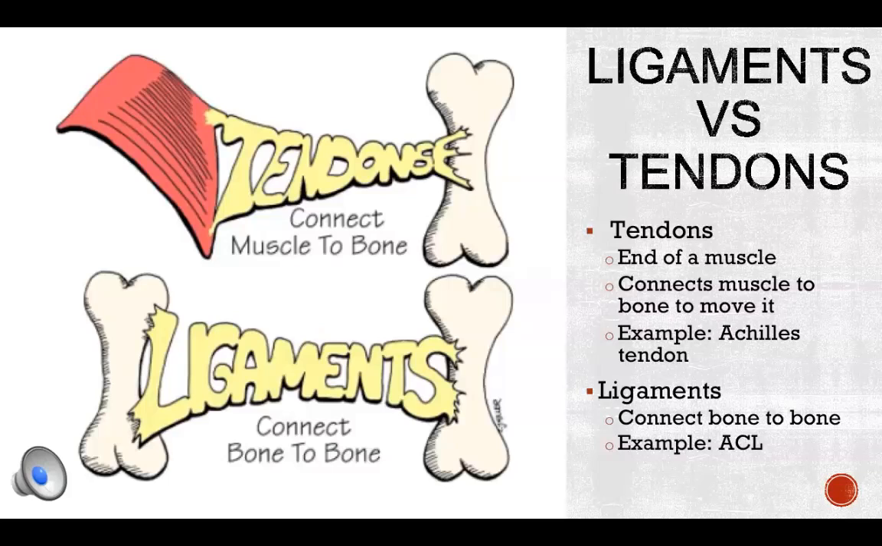Let's get started with some knee basics. First, we'll talk about the difference between ligaments and tendons. Tendons are at the end of a muscle, and it connects the muscle to the bone in order to move it. An example of this is the Achilles tendon at the back of your heel. A ligament connects bone to bone. An example of this is the ACL, which we will talk about more in depth.